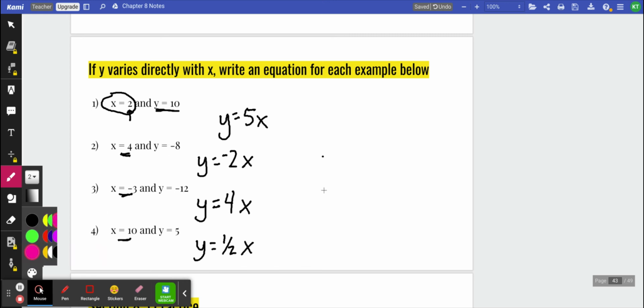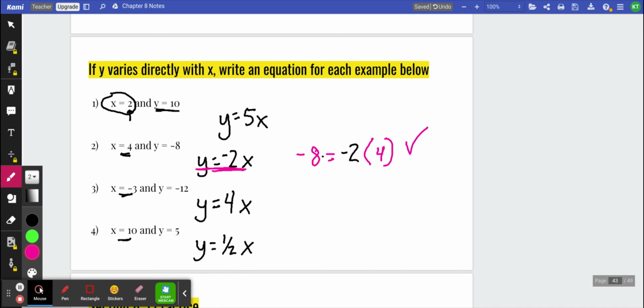And you can always check your answers here. If this is my equation, I'm going to plug in negative 8 for y, and I'm asking, does negative 2 times my x value of 4 check out? Does negative 2 times 4 equal negative 8? And the answer is yes. So this is my equation for that varies directly.